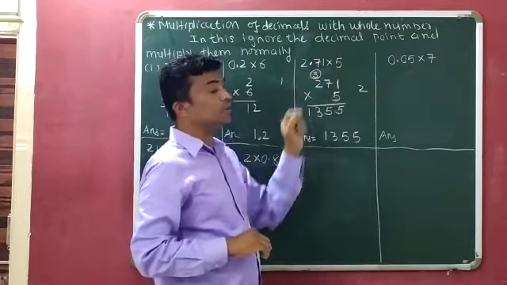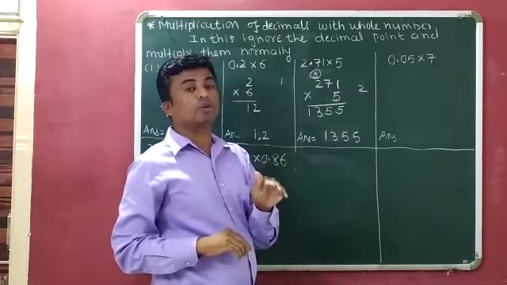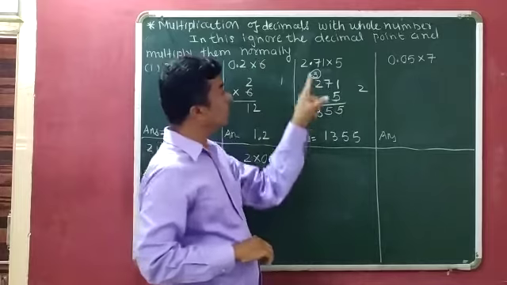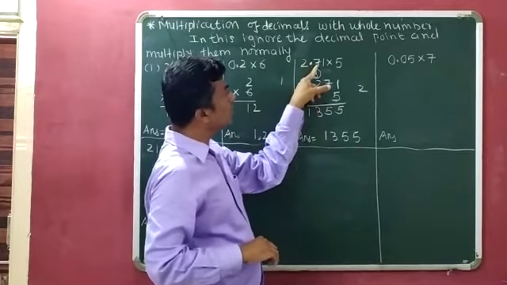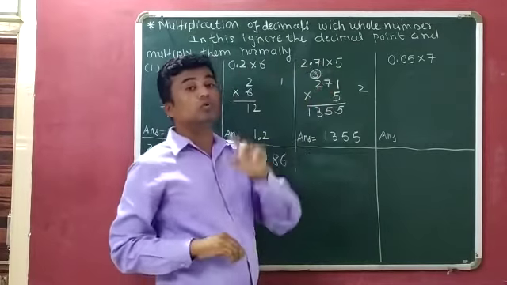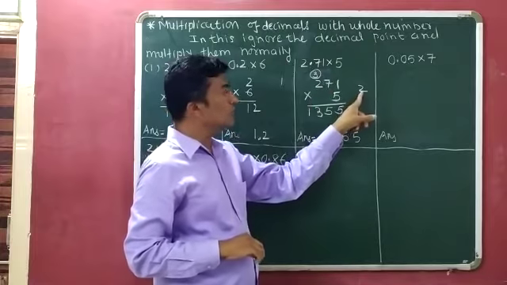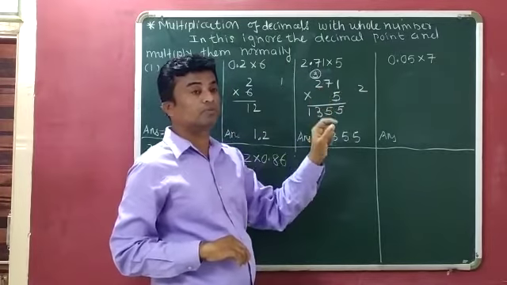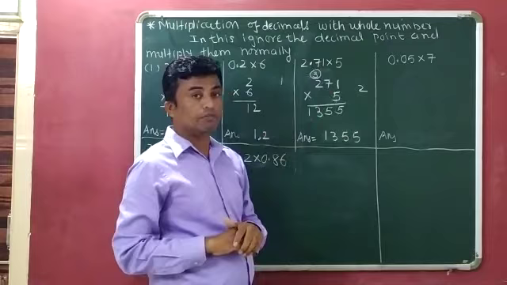So see children, here in the given question after the decimal point there are two digits available. See, this is the decimal point, 1 and 2. 7 and 1, 2 digits are available. So 2 digits are available after the decimal point in 2.71.